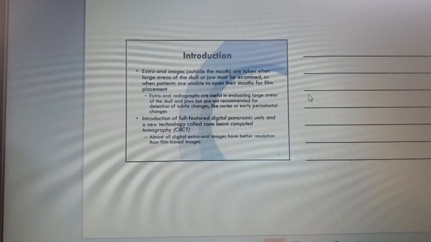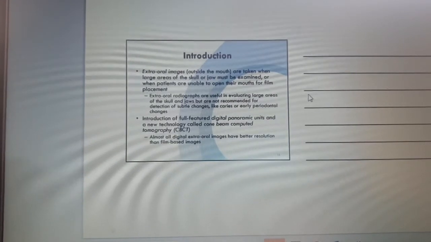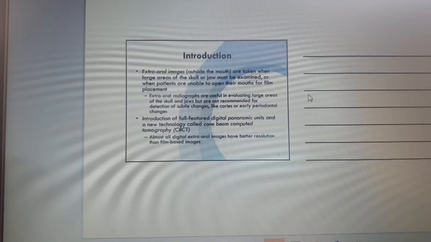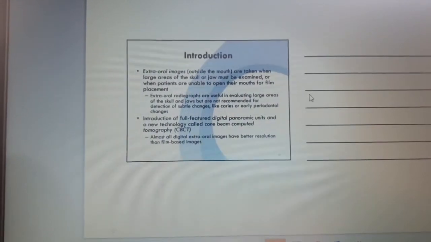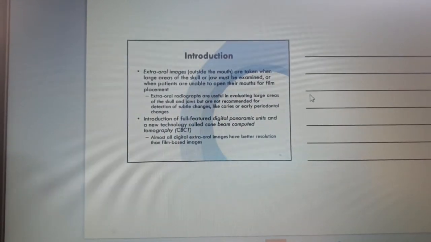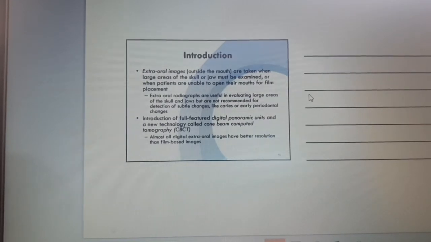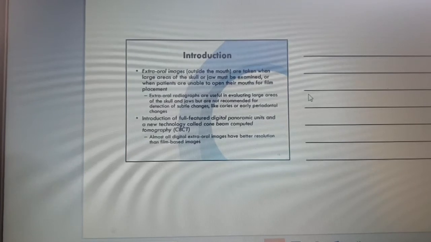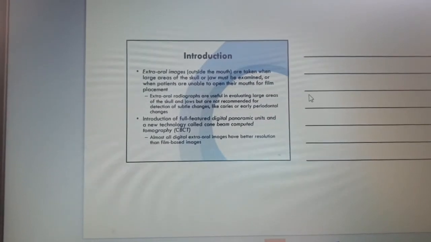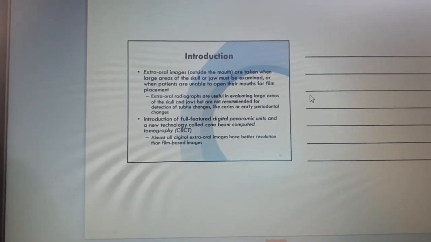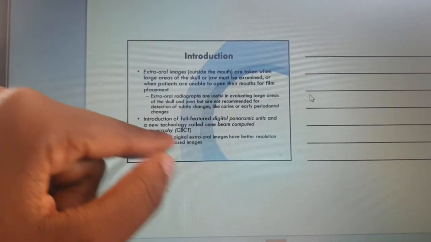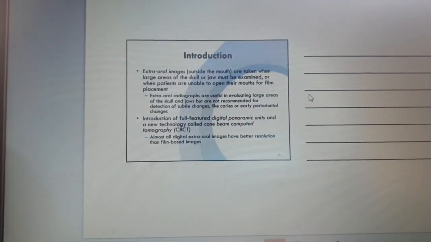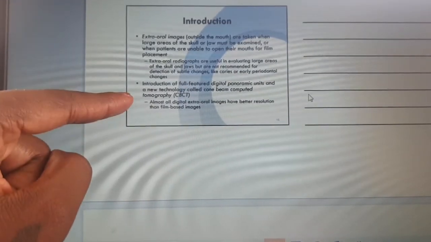So extraoral radiographs are useful in evaluating large areas of the skull and jaws, but are not recommended for the detection of subtle changes such as caries, because with panoramic imaging, you can see caries, but it's mainly moderate to severe caries. So your more minor or incipient caries will not necessarily show on a panoramic x-ray. And even early periodontal changes you would not expect to see on a panoramic image.